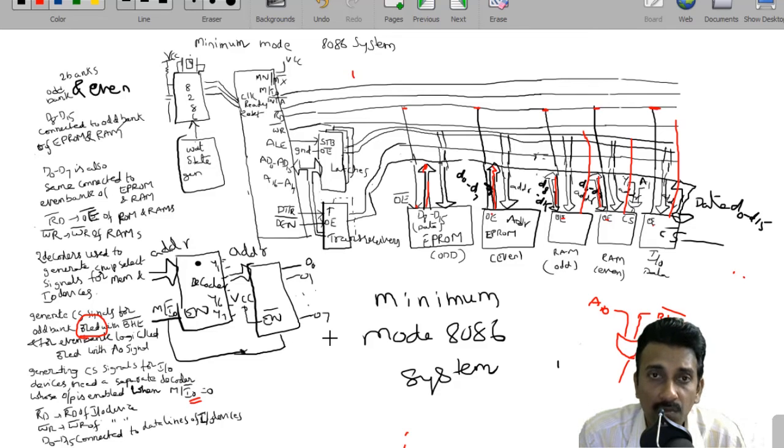In the next class, we will discuss the timing diagram of the minimum mode configuration. I hope you understood something about the minimum mode 8086 system.